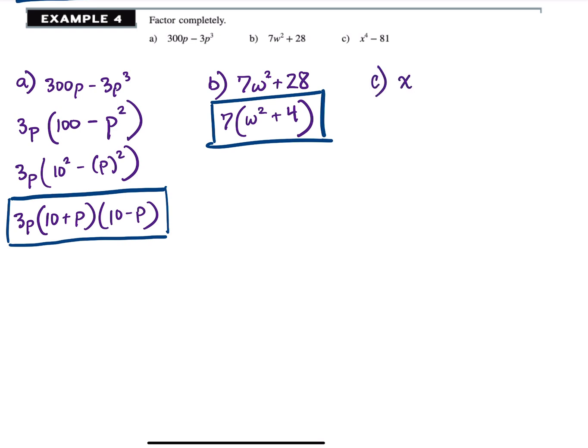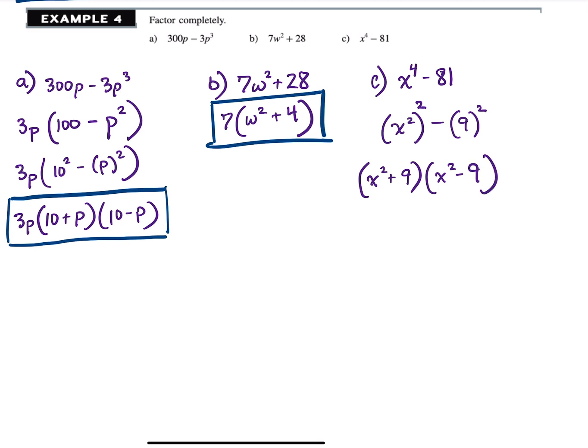Part C, we're given x to the 4th power minus 81. So the 81, that's definitely 9 squared. But x to the 4th power, it's a little bit tricky, but we can see this as x squared squared. If we were to apply that power raised to another power, they would multiply, and we would get our x to the 4th power. So that means this can factor into x squared plus 9 times x squared minus 9.